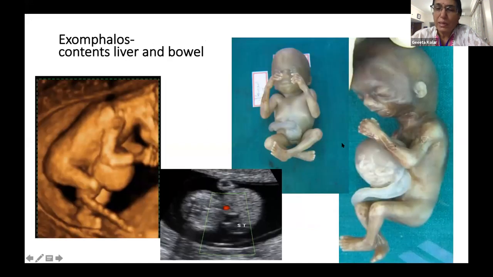Exomphalos with contents as liver and bowel can be picked up, because again, the abdominal wall should be well formed by about 11 to 12 weeks, when the fetus is more than 45 millimeters.